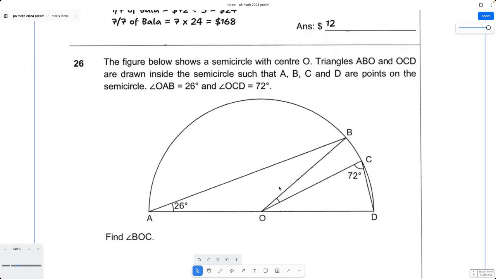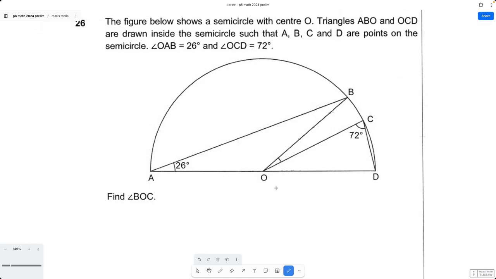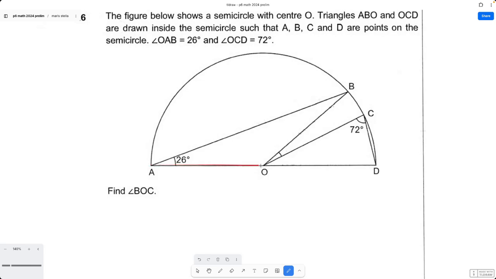Question number 26. The figure below shows a semicircle with the center O. Triangles ABO and OCD are drawn inside the semicircle. A, B, C, D are points in the semicircle. Angle OAB is 26 degrees and angle OCD is 72 degrees. So what is BOC?